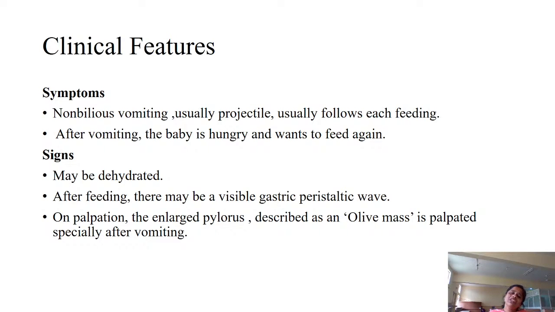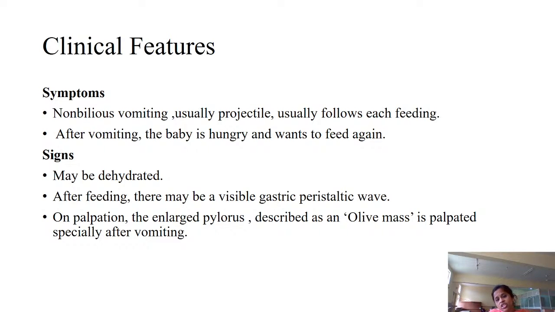After the vomiting, the babies will be hungry and will want to feed again. Every time they feed, gastric peristaltic motility starts and tries to push the contents down through the pylorus, but that doesn't happen, so the child vomits later on. Because there is vomiting and the child is not able to feed, the child may also be dehydrated, and after feeding there may be a visible gastric peristaltic wave. The peristaltic wave will be so strong, as it tries to push the contents into the intestine, but it is not possible.